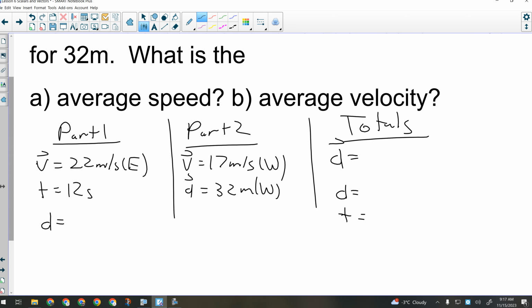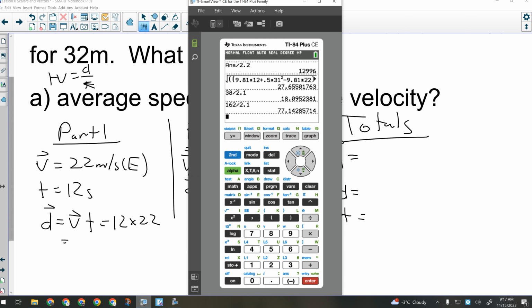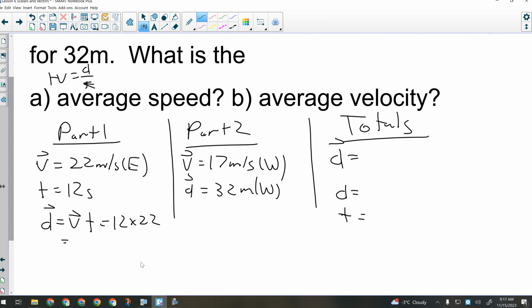D equals V times T. So sorry, my manipulation there, V equals D over T, right? I multiply both sides by T, right? So 12 times 22. All right, so 264 meters east.